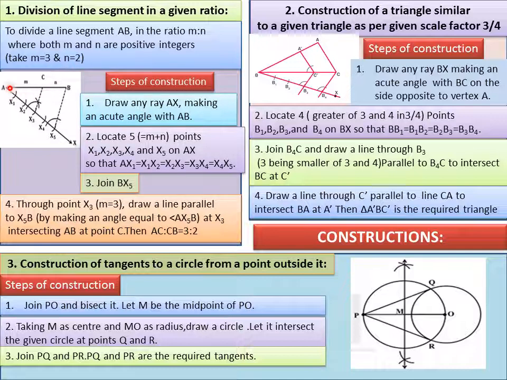How to divide this line segment AB in the ratio m:n? What are the steps involved? So first step is draw a ray AX. From point A, draw it at an acute angle x. So that is AX, which forms the acute angle with AB.